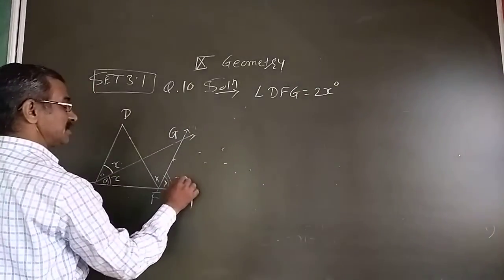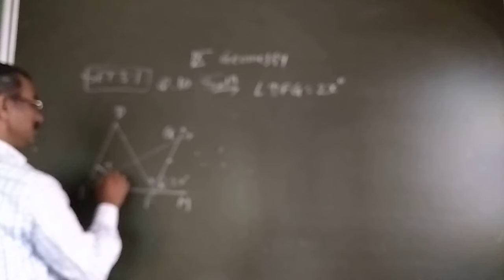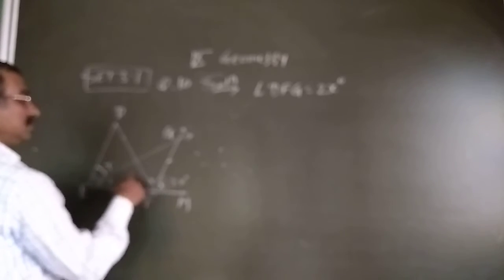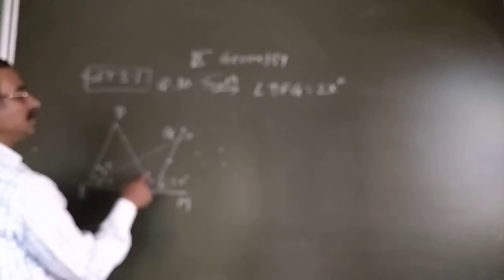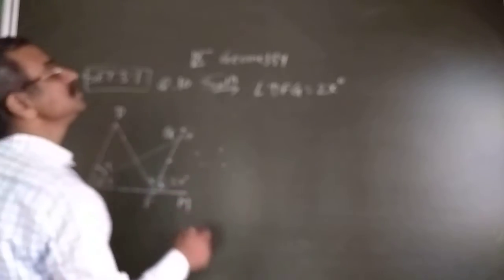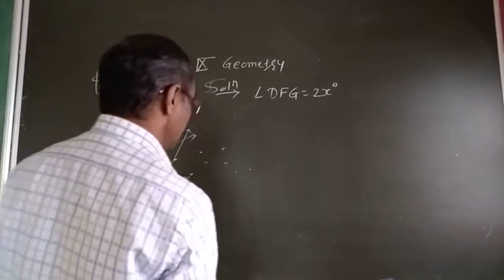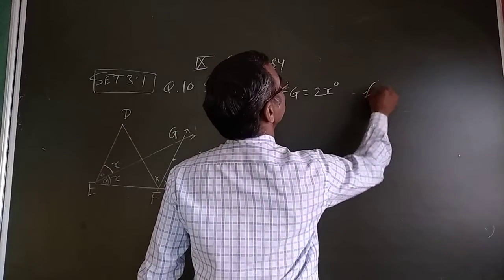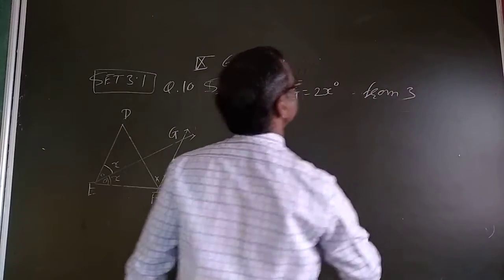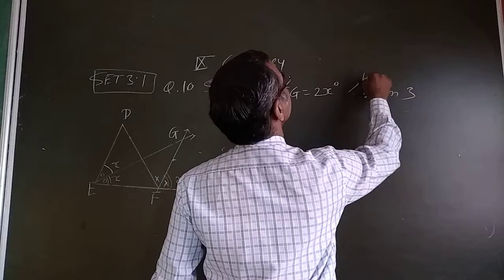This is a 2x degree. This is also 2x degree, and both are equal. So DFG is also equal to 2x degree. That is from 3. This is equation number 4.